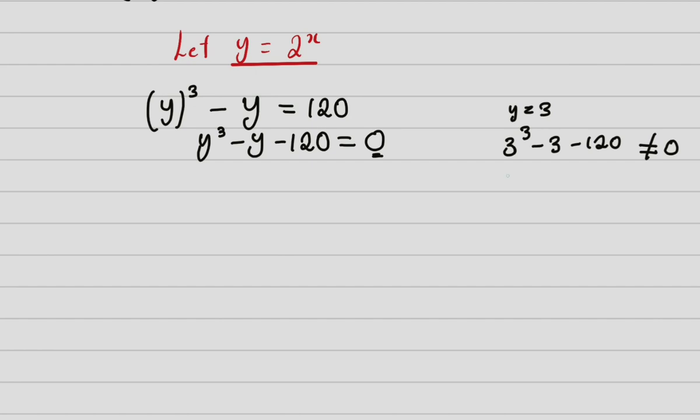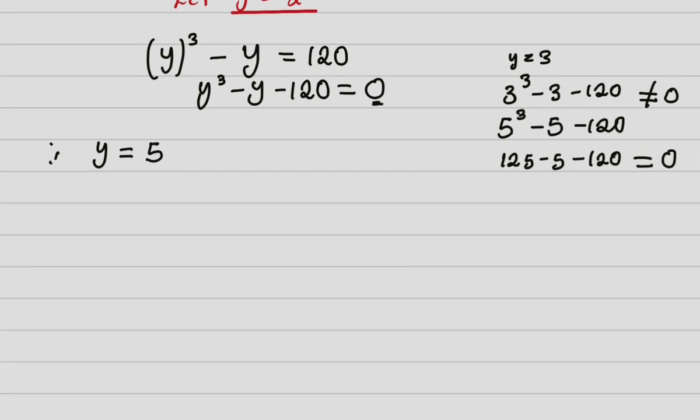So I abandon this and I'll use 5 now. Let me see 5. 5 raised to power 3 minus 5 minus 120. Now this is 125 minus 5 minus 120. Clearly, it will give me 0. Hence, we can now say that one of the roots or one of the zeros is that y is equal to 5. So, if this is one of the zeros, it therefore means that y minus 5 is equal to 0 is a factor.